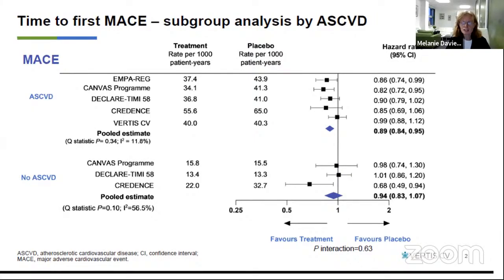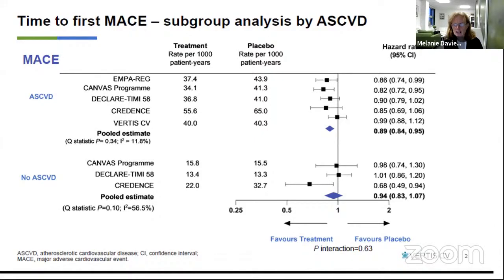So here you can see in patients at the top of the panel with established ASCVD, from EMPA-REG, CANVAS, DECLARE, CREDENCE, and VERTIS CV. And you can see overall across the SGLT2 class, there's a 0.89, so a reduction of 11%, which is statistically significant. But you can see the I2, the heterogeneity, there is a little bit of heterogeneity across the studies.